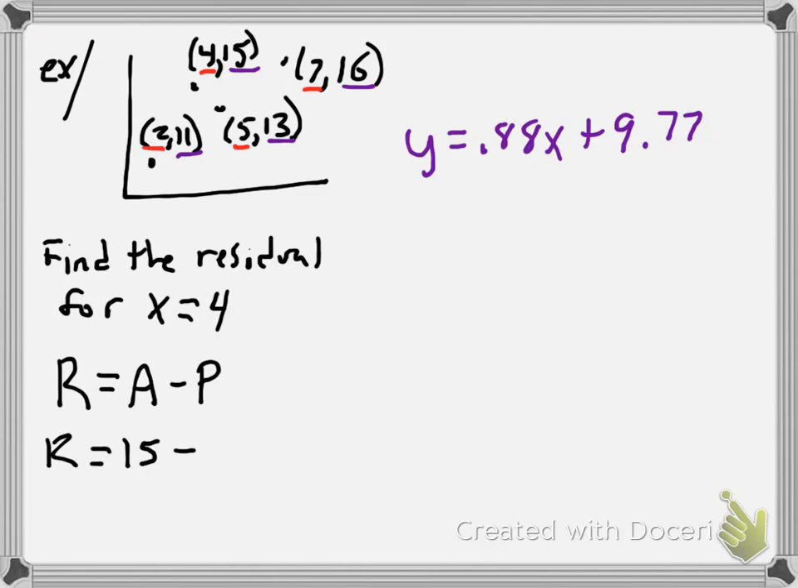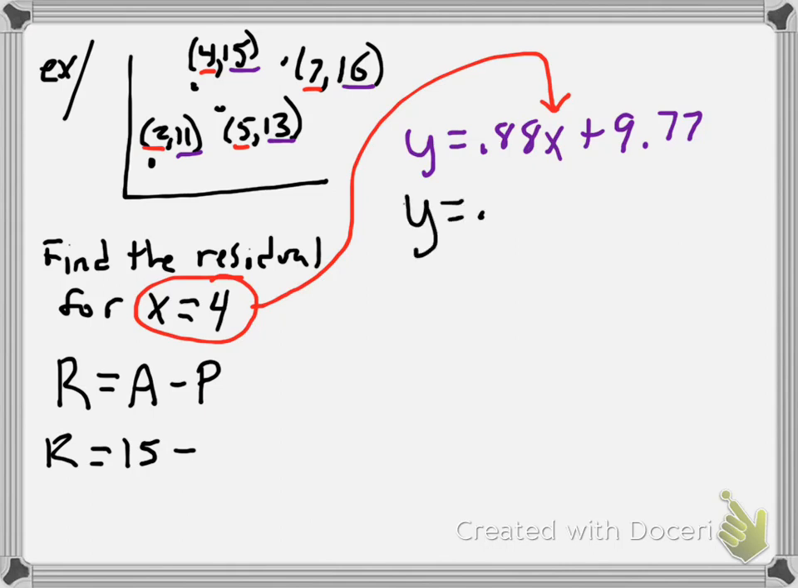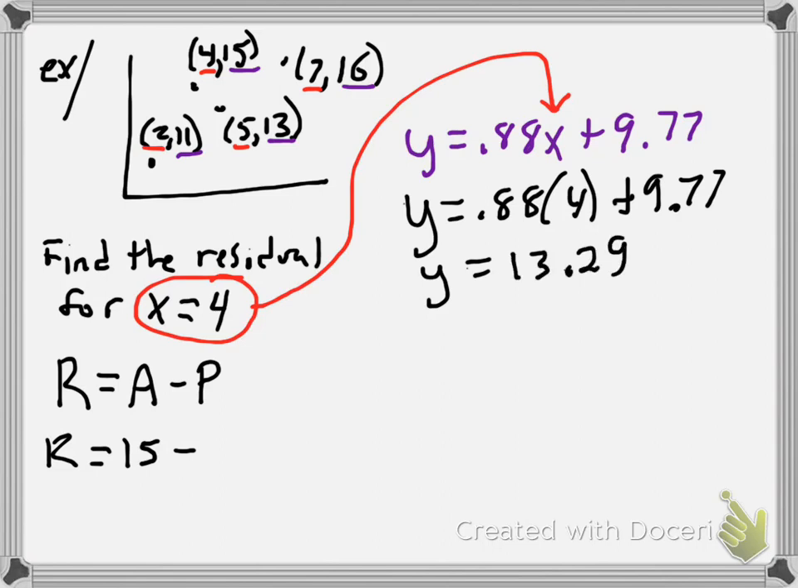So again, whatever it is that you're looking for, in this case we're looking for x equal to 4. So we're basically going to plug in 4 for x into that function. So I get y is equal to 0.88 times 4 plus 9.77. And again, we just type that in our calculator. So 0.88 times 4 plus 9.77, I get 13.29. Okay, so there is my predicted value.